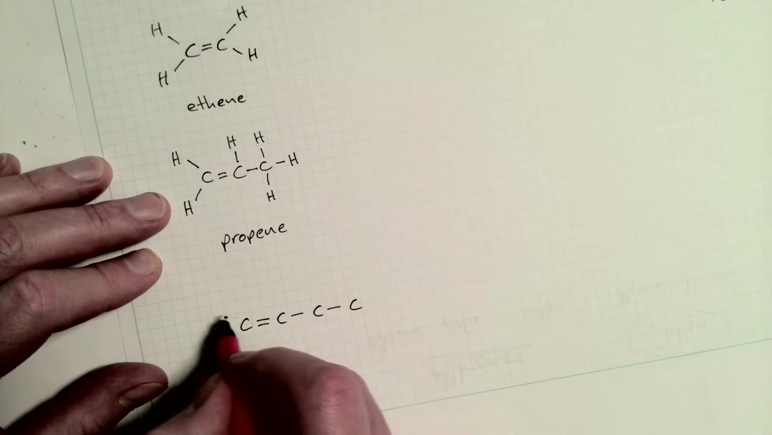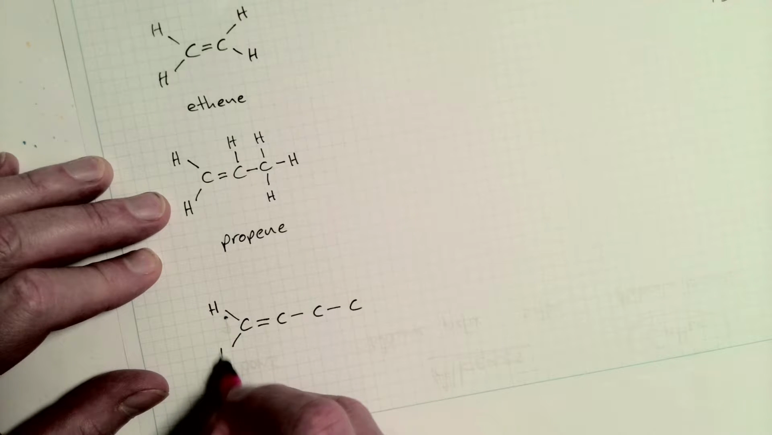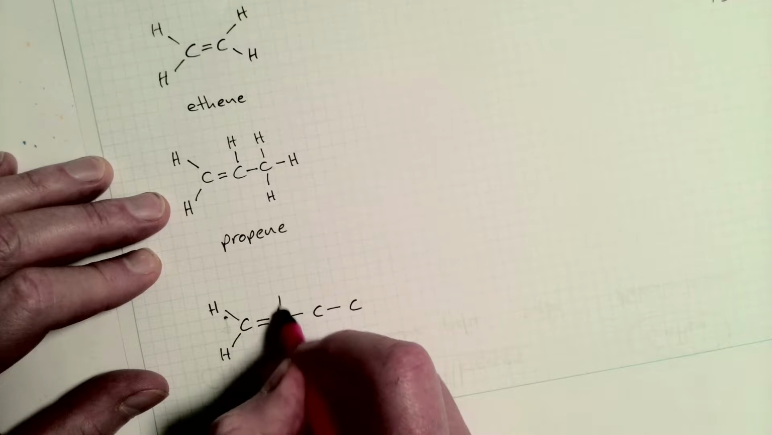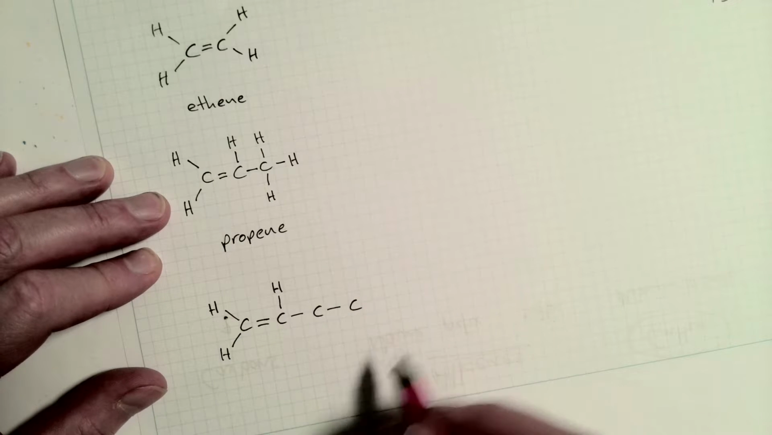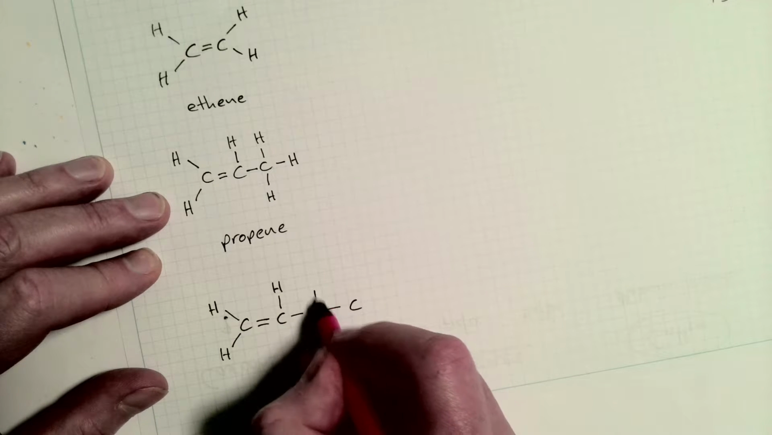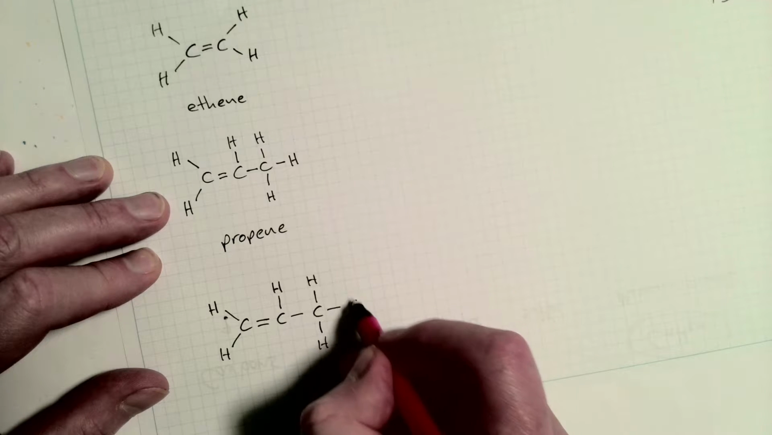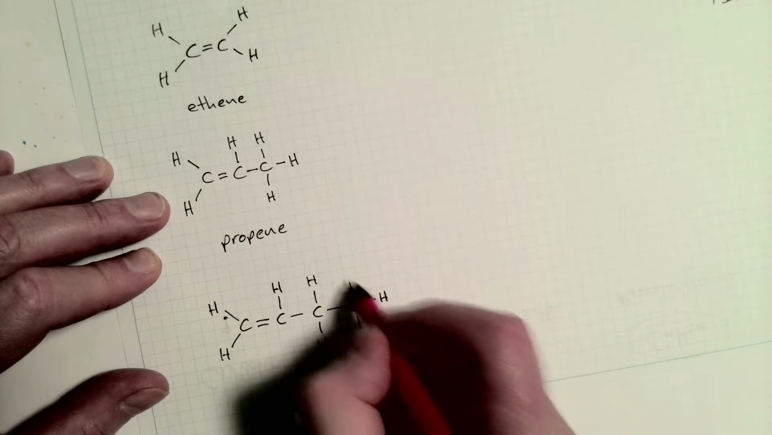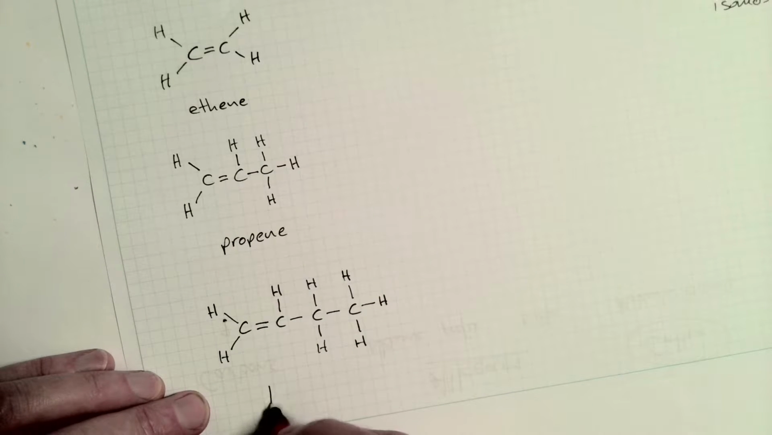So I've got 2 bonds in this carbon. It only leaves 2 left for hydrogens, 1 and 2. Then I've got 3 bonds on this carbon, so there's only 1 bond left for a hydrogen. And then I've got 2 bonds in this carbon, so I can get 2 hydrogens onto it. And I've got 1 bond on this carbon, so we have to get the other 3 bonds connected to hydrogens. All right, so this is going to be our butene.